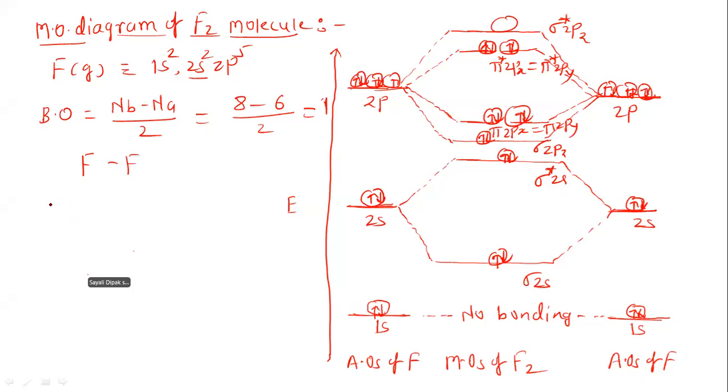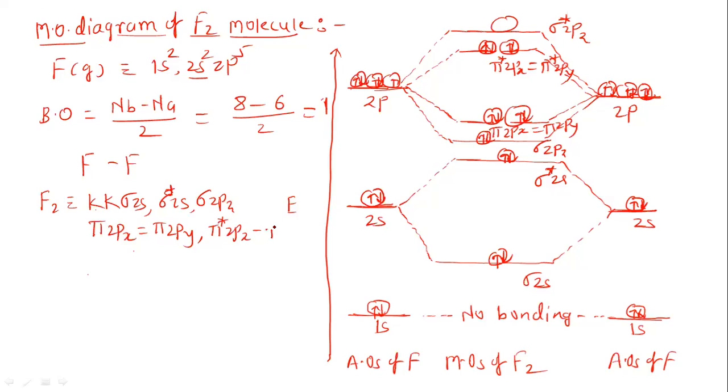Now we can write the electronic configuration of the molecule. So electronic configuration of the F2 molecule is equal to: for this 1s we have to write K, and similarly for this 1s we have to write K. K means 2 electrons, the first shell near the nucleus. So K for 2 electrons, K for 2 electrons. Next it is sigma 2s, sigma star 2s, then sigma 2pz, then pi 2px equal to pi 2py. Both have the same energy because the orbitals are the same, and in the same way these molecular orbitals are formed. Then pi star 2px equal to pi star 2py. Don't write the next empty orbital because there are no electrons.